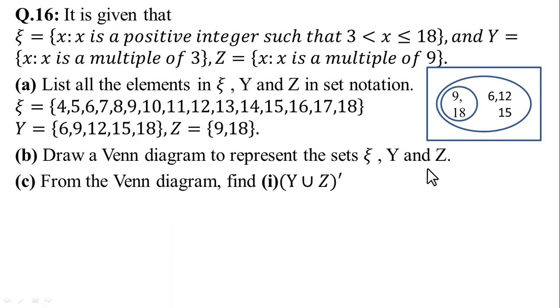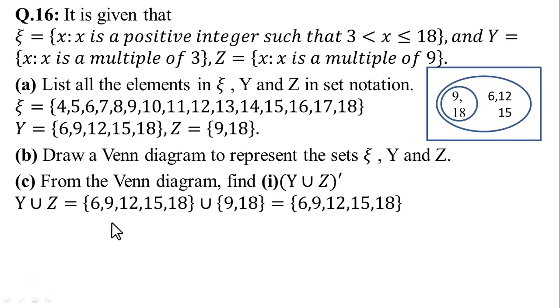Now in C part, from the Venn diagram find first part, Y union Z whole complement. First of all we take Y union Z. So Y union Z is equal to elements of Y union elements of Z. In union, write all the elements in both sets. So the answer is 6, 9, 12, 15 and 18.